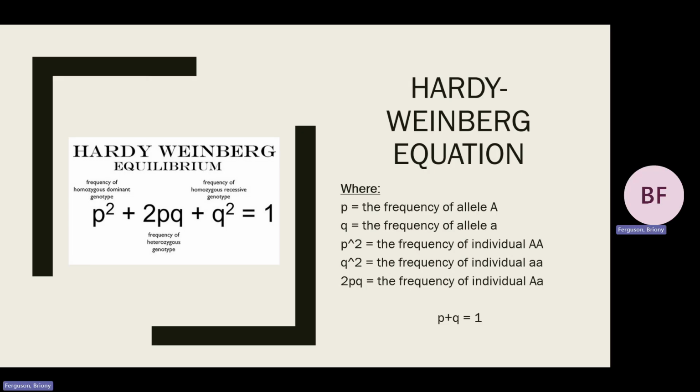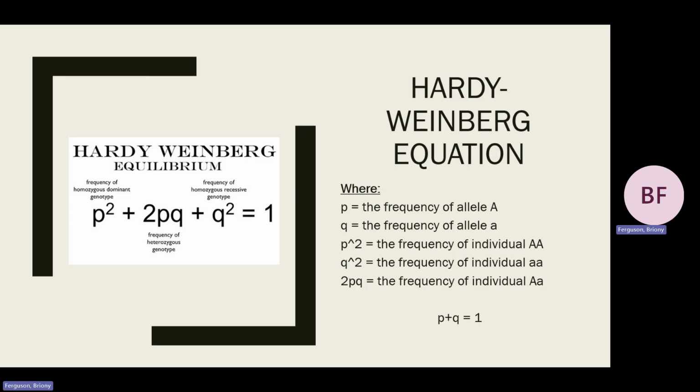Now, there are actually two equations within the Hardy-Weinberg equilibrium. So there is p squared plus 2pq plus q squared equals 1. And there is also p plus q equals 1. Now, p is the frequency of allele A, so the dominant allele. Q is the frequency of allele a, or the recessive allele.